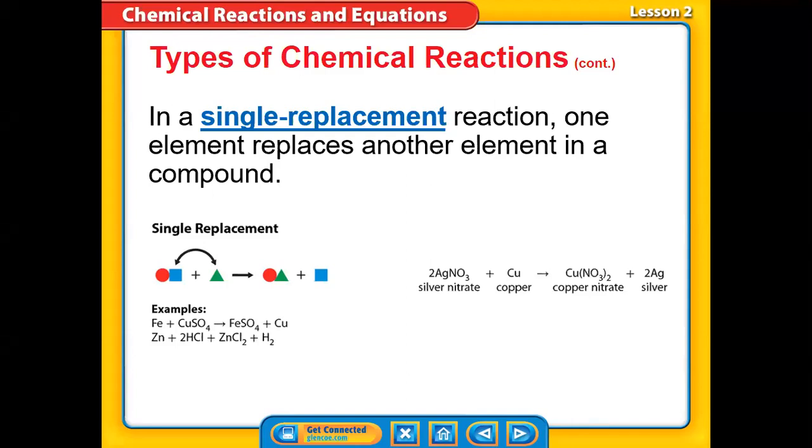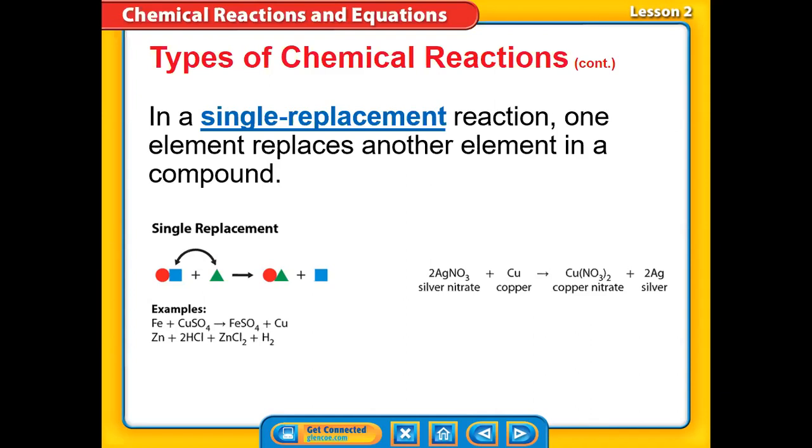In single replacement reactions, one element replaces another element in a compound. So as we said before, can any element replace any element? That means must any element replace other elements? No. Elements that are more reactive than the element that is going to be replaced can replace that element.